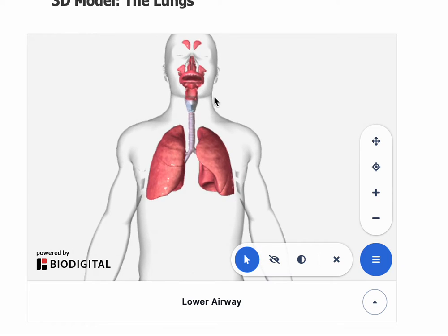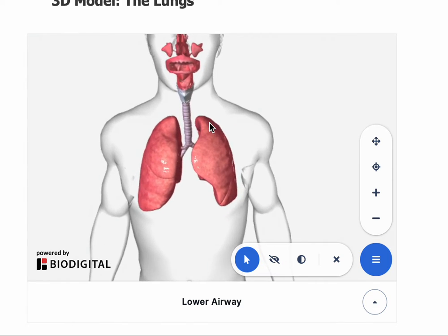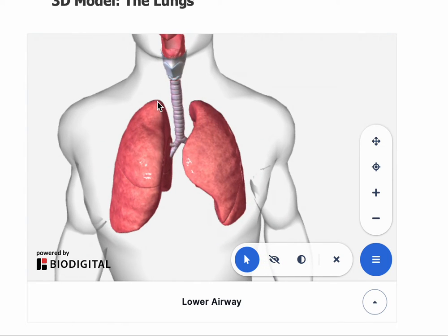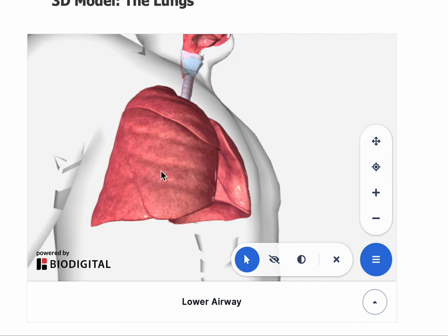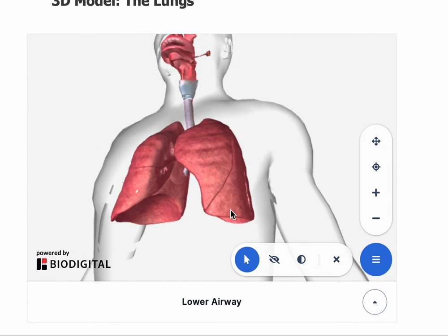Apices are what's known as the top of your lungs, here and here. And costophrenic angles are the bottom portion of your lungs, here and here.